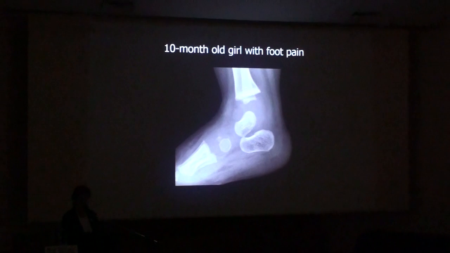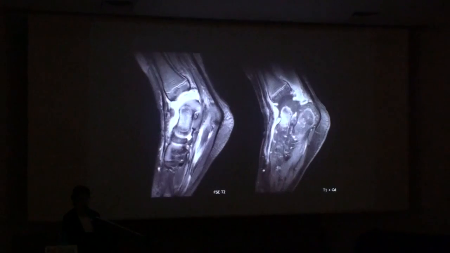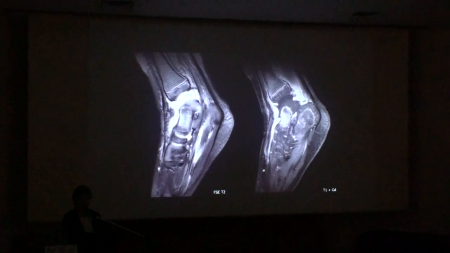Well, here we have a 10-month-old girl who had foot pain, and her radiographs were read as normal. But we know that she has a lot of cartilage in that foot, so she went on to MRI. And in fact, her MRI shows a really substantial synovitis, osteomyelitis of the talus. And then if we look at her cartilage, her unossified calcaneus, we see normal vascular channels, but notice how we're missing them in the talus.